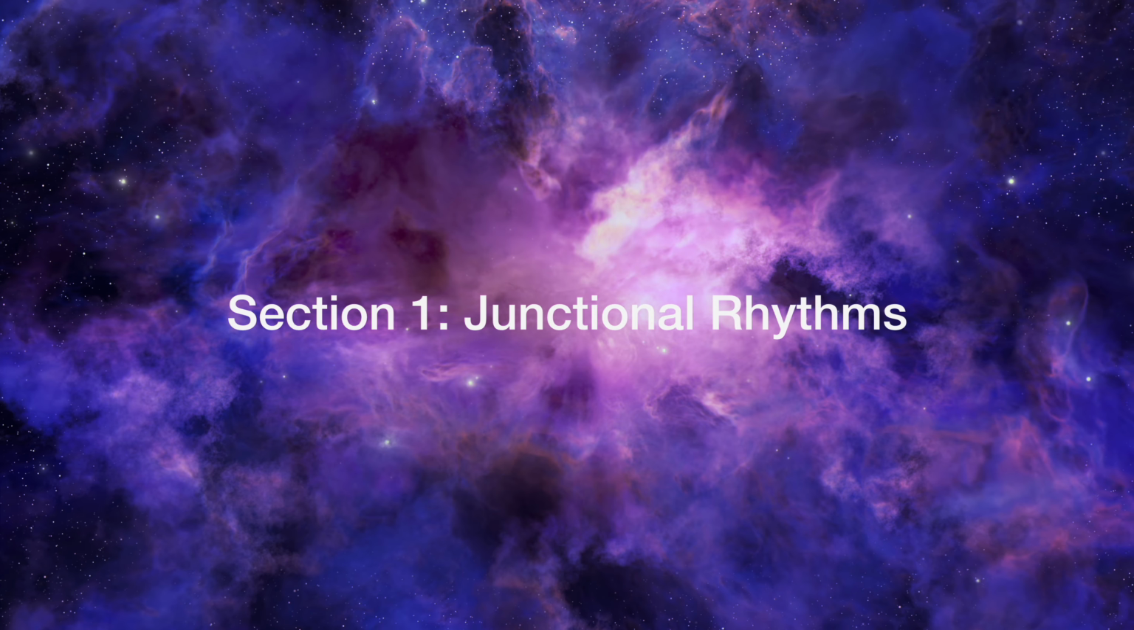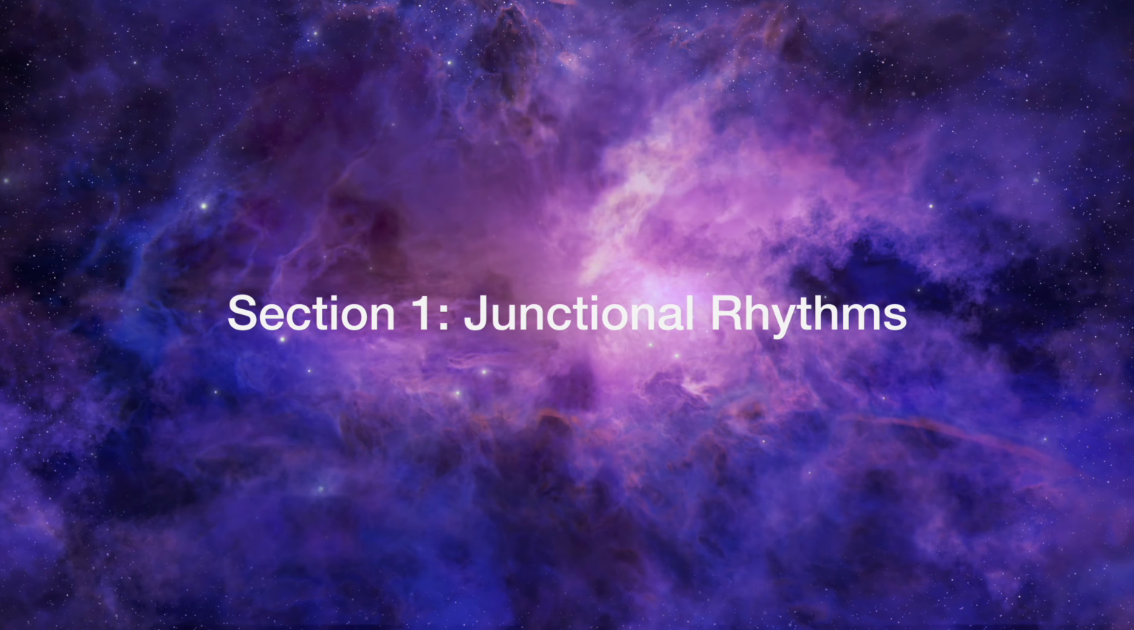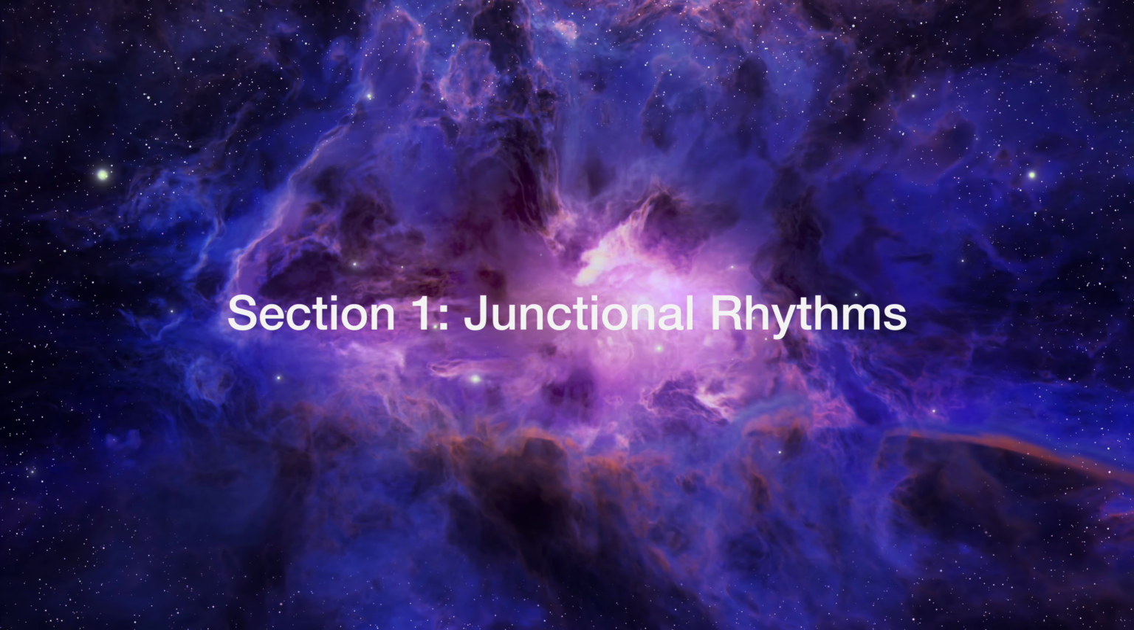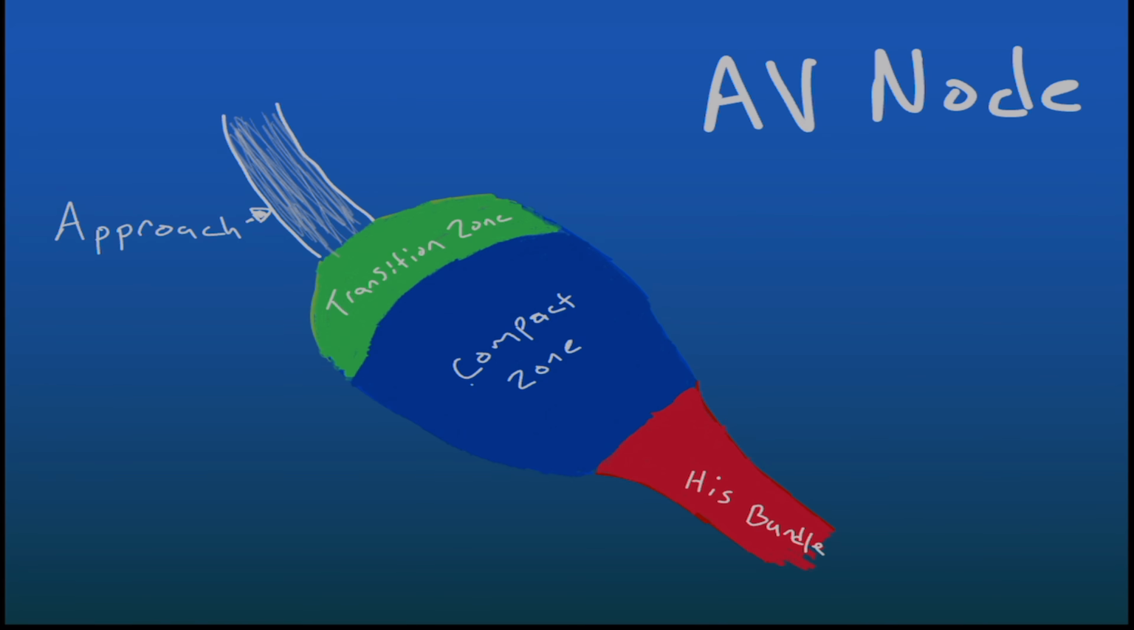Today we're going to start with junctional rhythms and move into section 2, which is AV blocks. Going over some of the basic anatomy of your AV node, it's composed of really several different zones or areas. First, we're going to start with what's called our approach, and this is just a small area of tissue that's non-conductive, and it's where all the impulses coming from the atria come to before they move into what we call the transition zone.